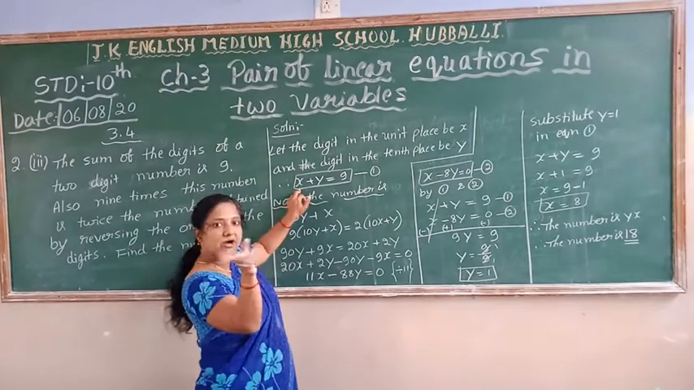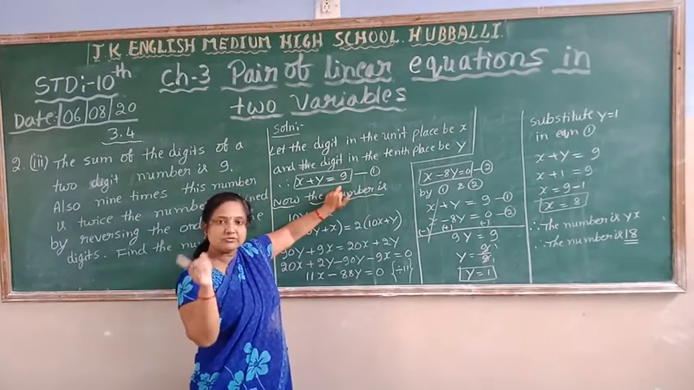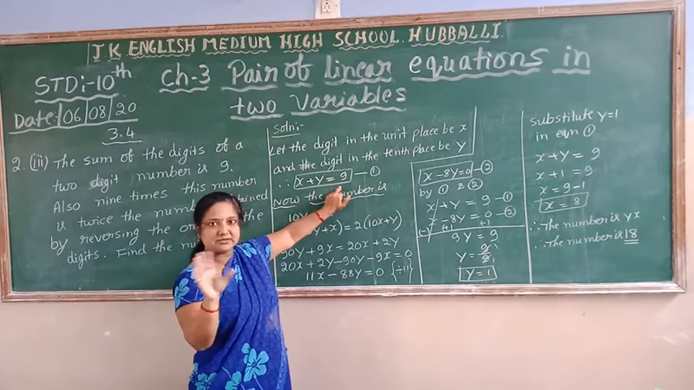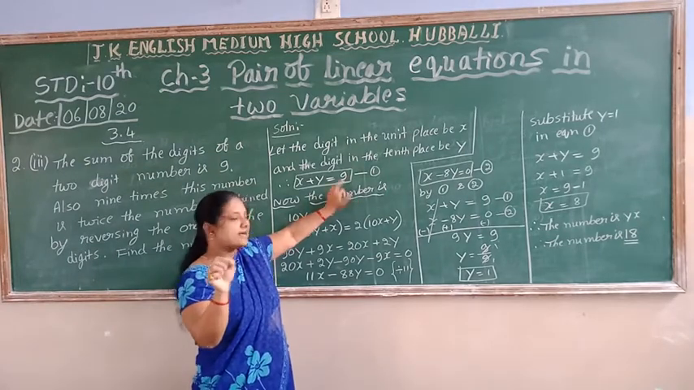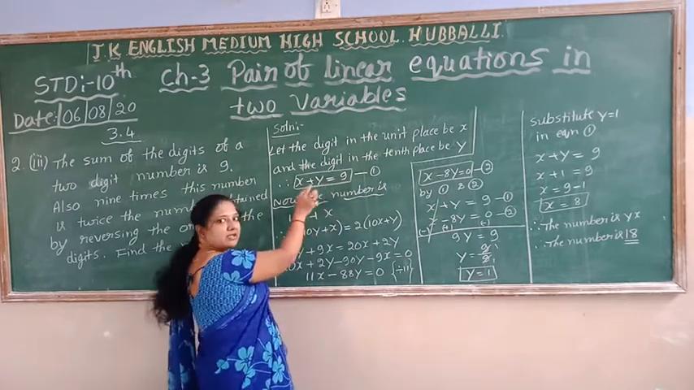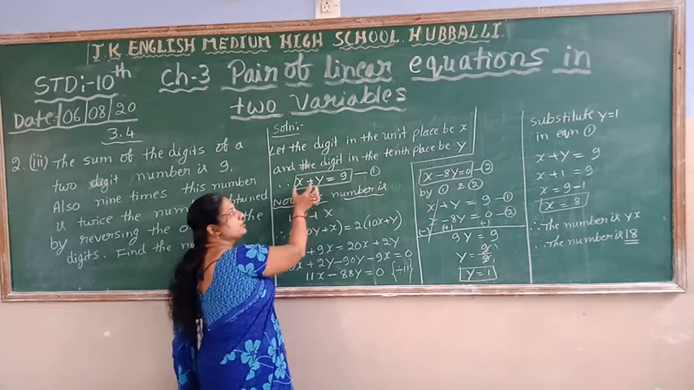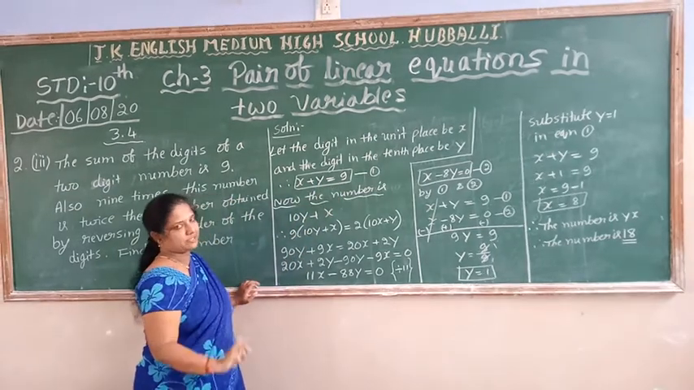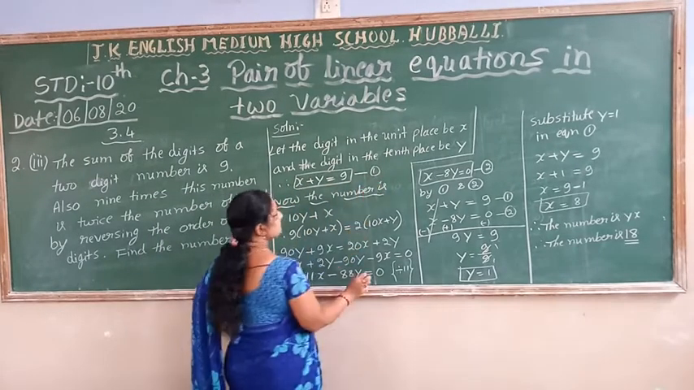Then the sum of those two digits is 9, as given in the statement. Unit digit plus 10th digit is 9. According to that sentence, I can write it: let the unit digit be x and the 10th digit be y, the sum of those two digits is 9. So you call this equation number 1.